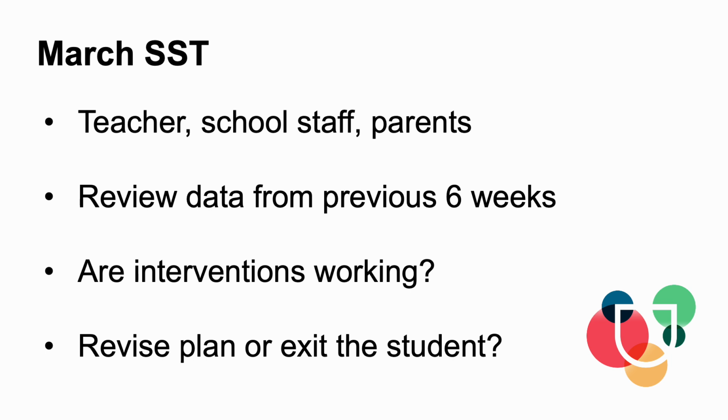If a new concern arises, it will be included into the plan for the next cycle of intervention. Once again, all discussions and decisions are documented and a copy of the forms are provided to the family. Following the meeting, the teacher and school staff implement the interventions and data is collected to determine how the student is progressing for another period of 6 weeks.